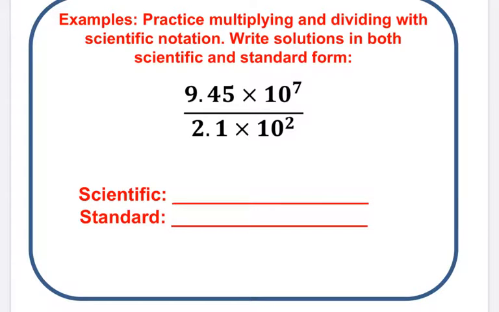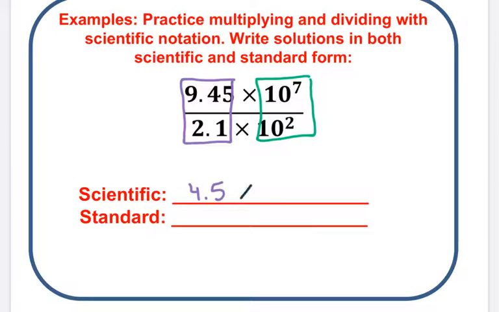Okay, our next one, we need to divide 9 45/100. And then I want to subtract my exponents over here. So let's do that. 9 and 45/100 divided by 2 and 1/10. So that's going to give me 4 and 5/10. So again, perfect. That's already in the correct form. And then I subtract 7 minus 2 is 5.